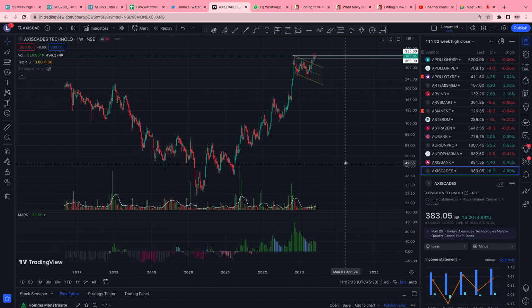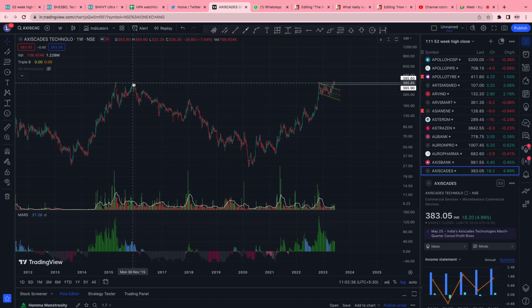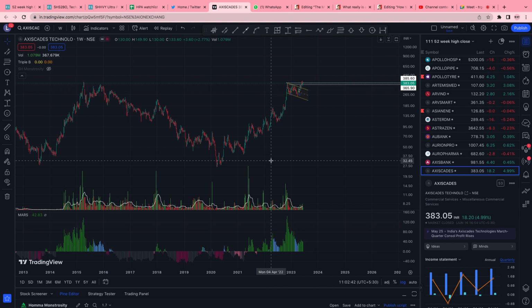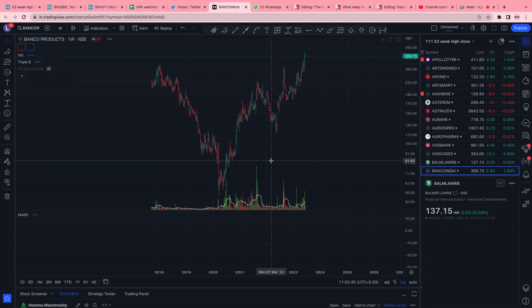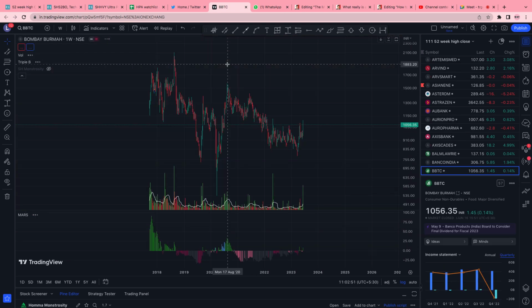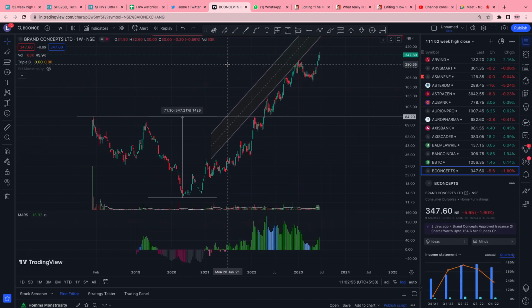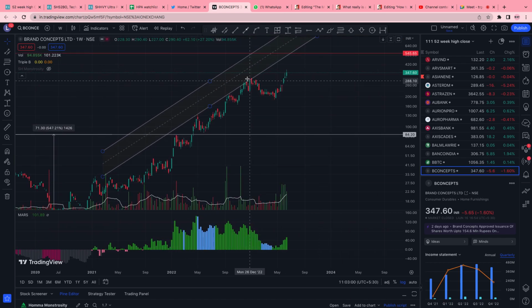Axis Cades, I have been, yeah. So Axis Cades could now start its outperformance, right? Yeah. Nope. Banker products. Yeah, possible. It just started a new ATH. Nope. Brand concepts. Brand concepts, again, this is an IPO stock, has been outperforming. There was a substantial amount of base formation here, and then it broke out to a new high.